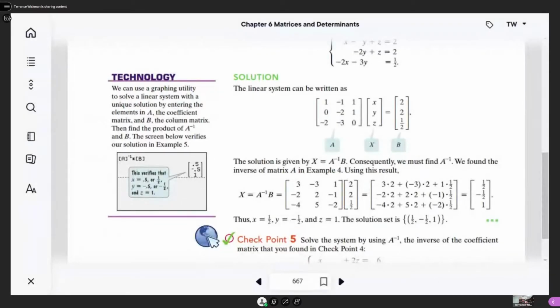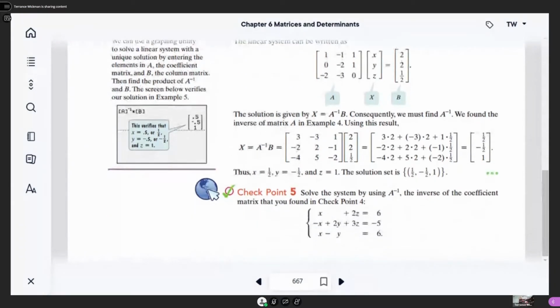So it gives you this. It takes the inverse of A. You can look right where it says x equals inverse. So we're going to take the inverse of A, multiply it by B, and we'll get our solution, which is 1/2, negative half, 1.